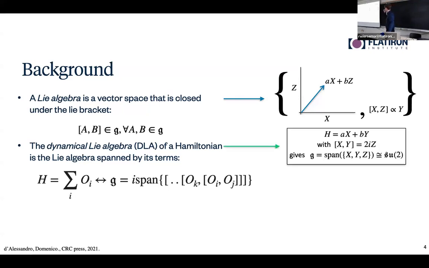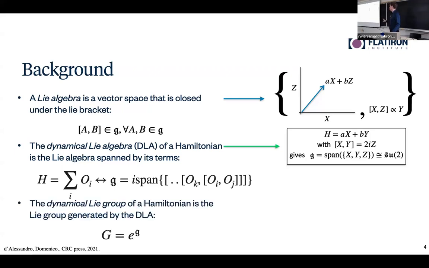As a very simple example, we can consider a Hamiltonian on a one-qubit, or one-spin, system. We have a Pauli X and a Pauli Y with some coefficient. We calculate the commutator, and it gives us Z. Any other combination of commutators will give us either X, Y, or Z, or some linear combination. So we say we found the dynamical Lie algebra: it's the span of these three things, and this is the familiar SU(2) Lie algebra.